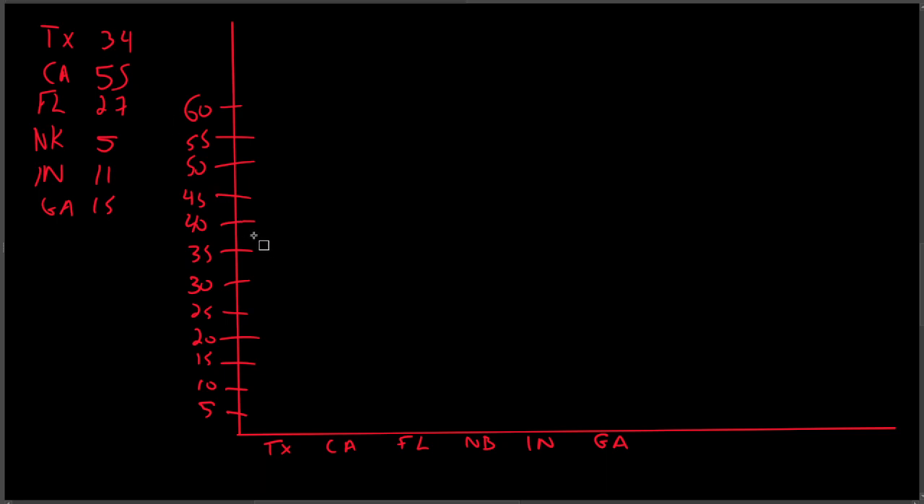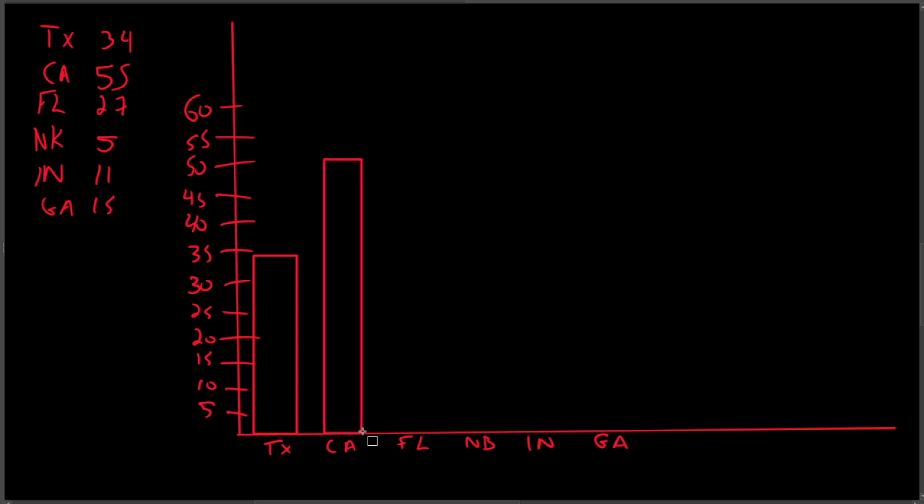So Texas has 34, so I need to come right here for Texas and bring that down. California has 55, so I'll come here for California. Let me get my corner in the right place and bring that down. And then Florida has 27, so I'll come right about here for 27. Nebraska has 5. Indiana 11. And Georgia 15.